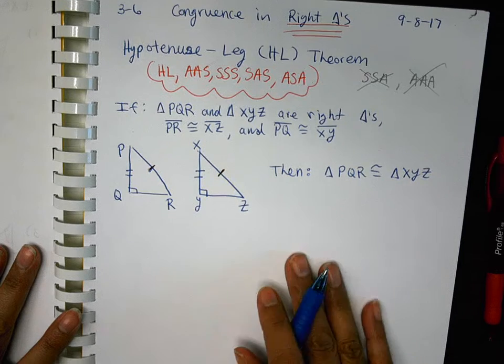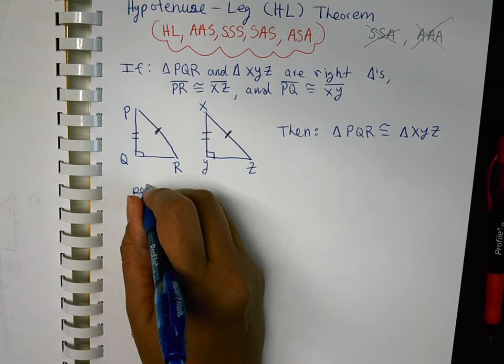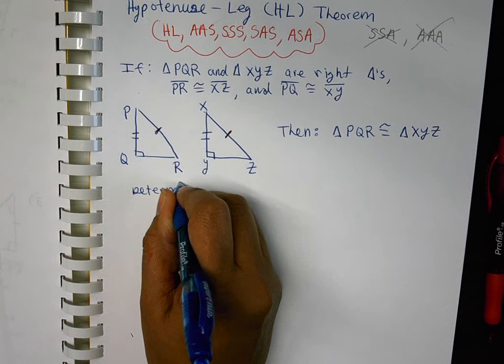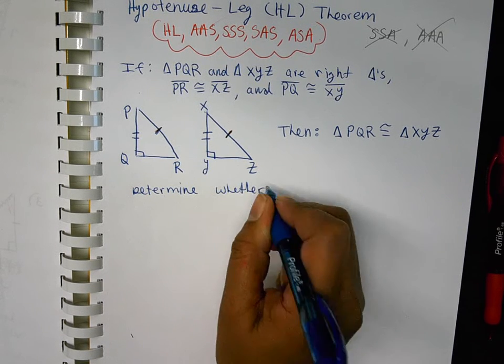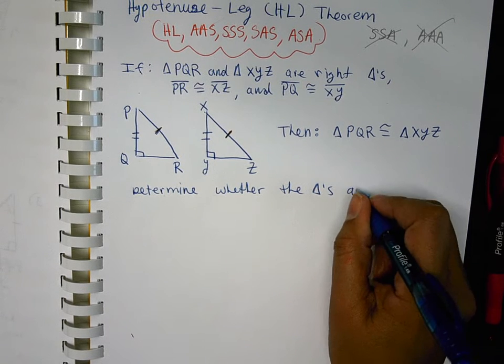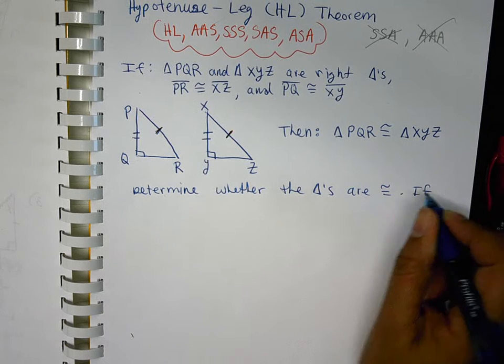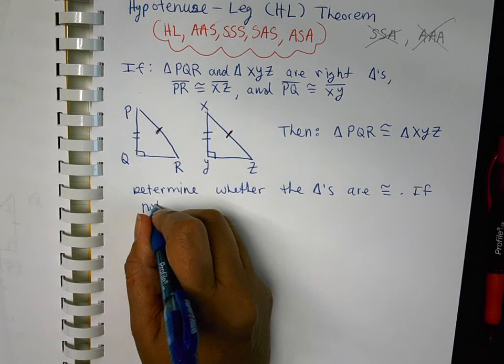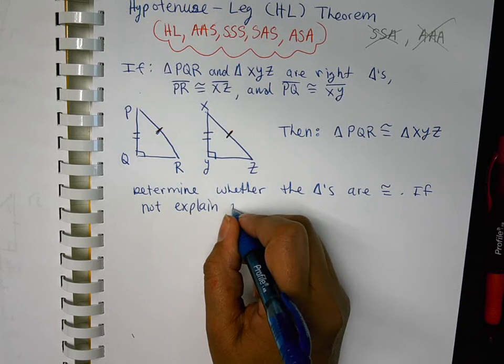All right. We're ready? Okay. So examples. Determine whether the triangles are congruent. If not, explain why.